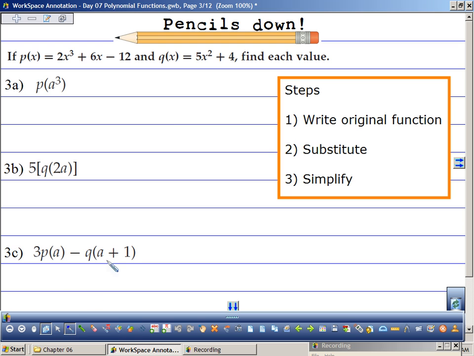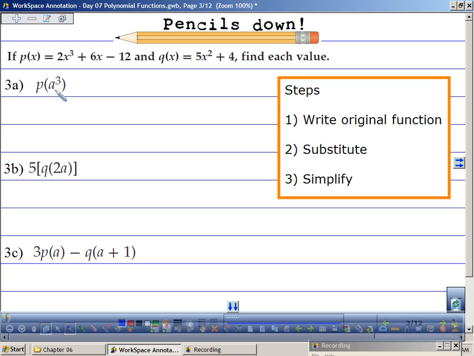Let me do this one for you. Okay, so it says, this is kind of like what you guys did yesterday to set you up, but it's a little more complicated now. Instead of just putting a constant in, Russell, like 2, we're going to put an a cubed in. So it's going to look a little bit different. So it's p of x equals 2x cubed plus 6x minus 12.